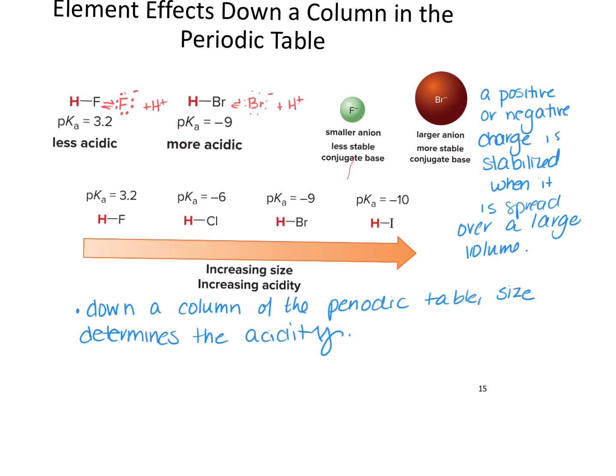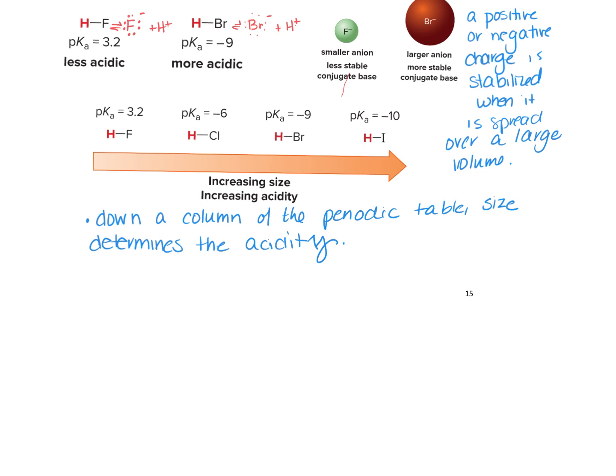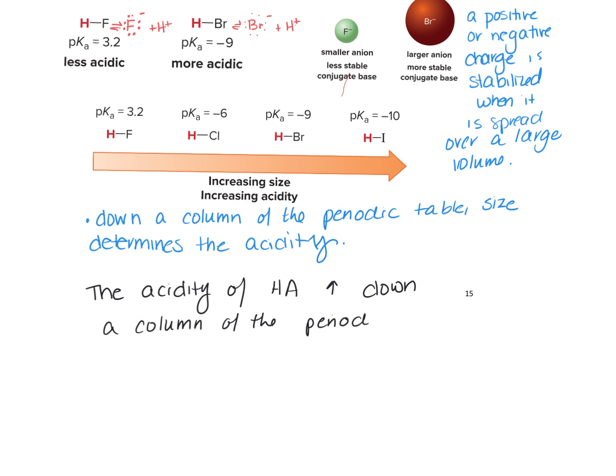Right? And so that, as I mentioned, that positive or negative charge is stabilized when it's spread over that larger volume. So because the bromide is larger than the fluoride, the bromide is more stable because that negative charge is spread over a bigger area, right? So we can say then that the acidity of an acid increases down a column of the periodic table, right? So the acidity increases as the size of the atom increases, right?